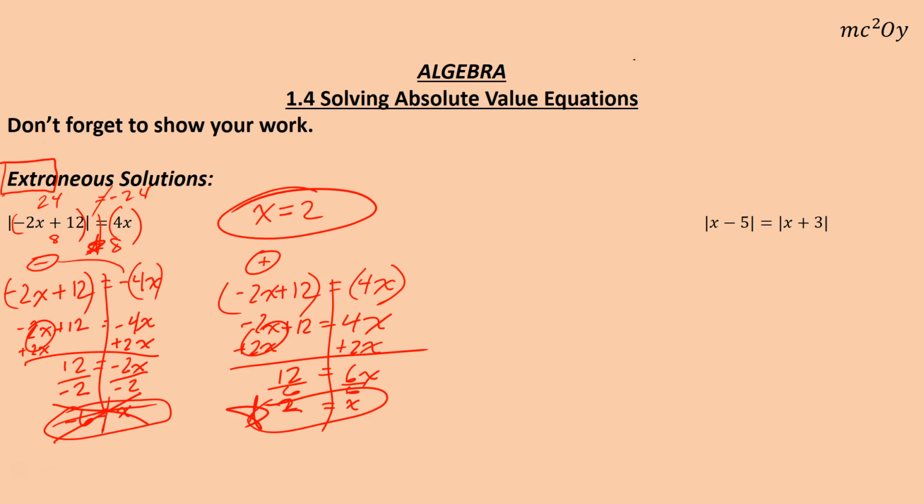The other way you might see extraneous solutions are something like this, where you have a negative case, where you have, say, on this side you have x minus 5, okay, and that is equal to the x plus 3.